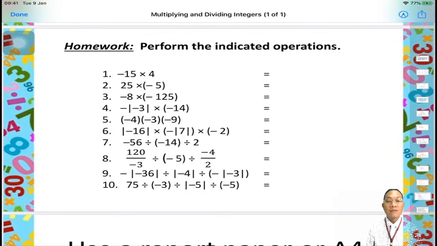I received the work of M1's last three today, and I record them already. If your notebook is with me, I can return it to you. But your work on the paper, I will keep it first. I ask you to use report paper or A4 because it is easy to check. I can bring your work at home if I can finish checking them.